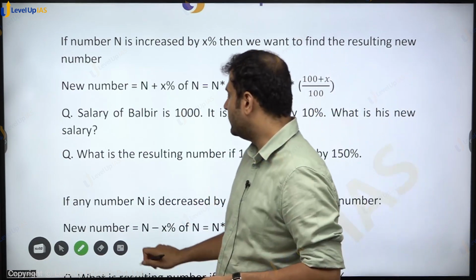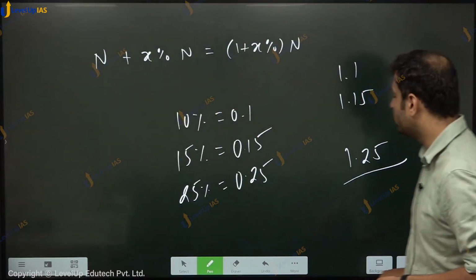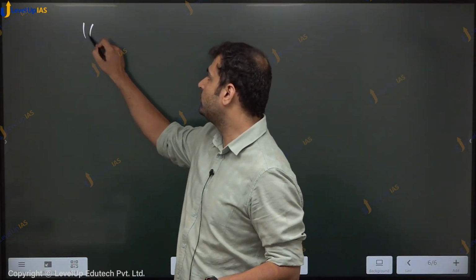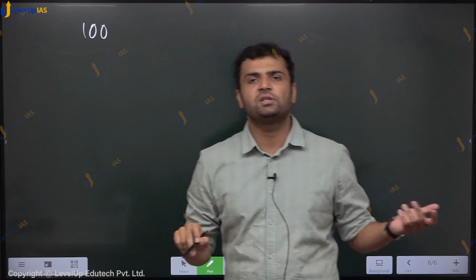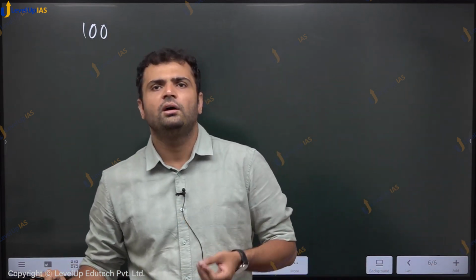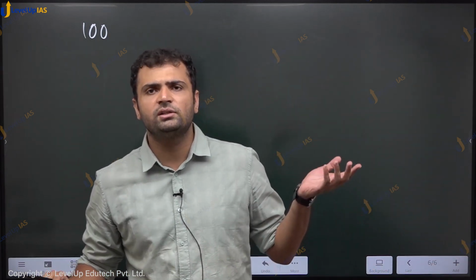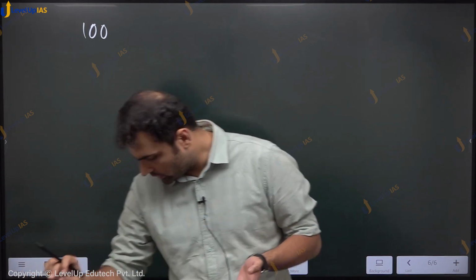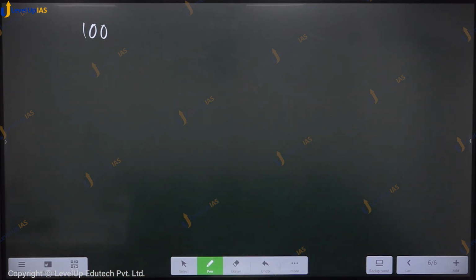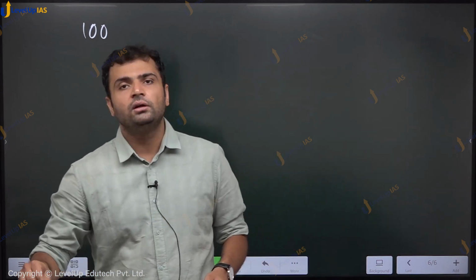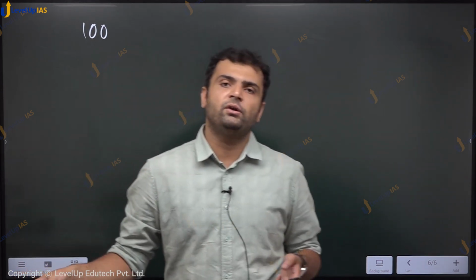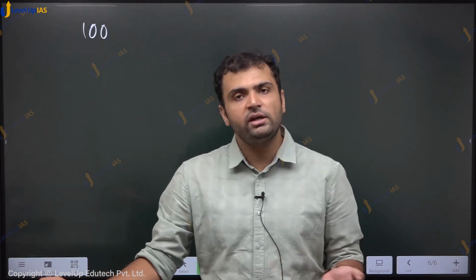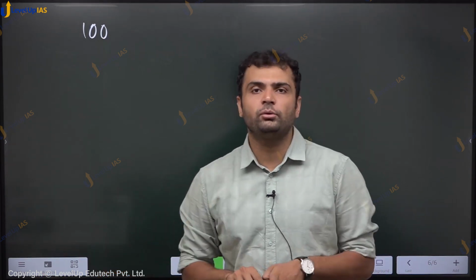Similarly, the opposite: if we decrease a number, again starting with the 100 example, if we decrease 100 by 15%, what will be the new quantity? 100 minus 15% of 100, which is 15. 100 minus 15 is 85. So if we decrease 100 by 15%, the new quantity will be 85. If you decrease 100 by 20%, it will be 80. Decrease by 70%, it will be 30. So there is no problem decreasing 100.